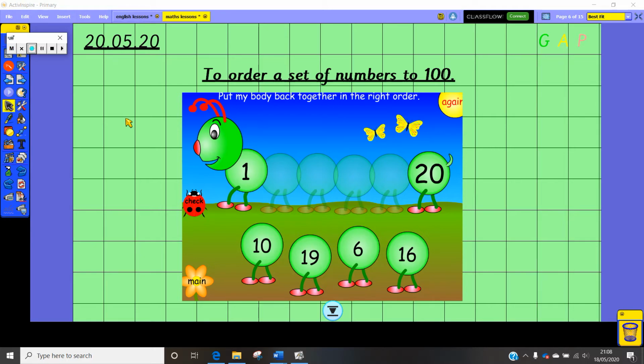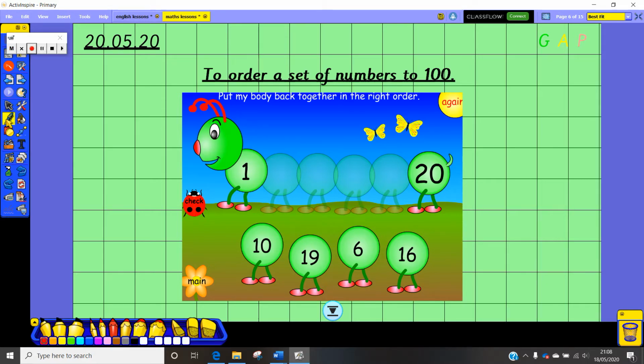So we're going to begin our English lesson by ordering a set of numbers to 100, and we're going to have a go at using Colin the Caterpillar to help us to do that. So we're going to have a look at the first number in our set of numbers and the last number in our set of numbers, and then our job is to put all of these numbers in the correct order. Now, just before we have a go at playing this game, there are certain things we need to look at.